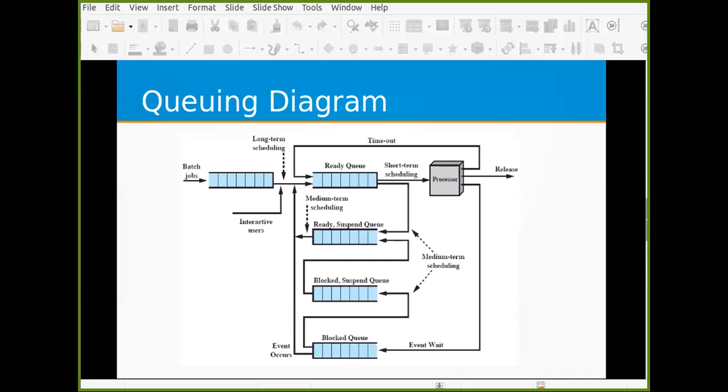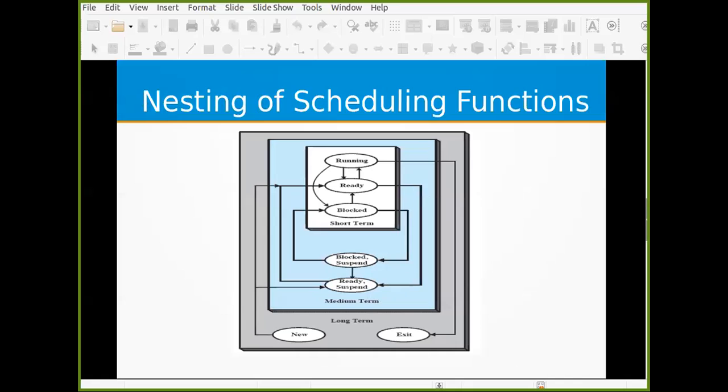Okay. Another thing, I mean the same thing in a different form now. This is nesting of scheduling functions. Now you can see that again it is the same thing here. These are the states: running, ready, and block state. Here you have block suspend and ready suspend. And this is our new state and exit state where long-term scheduler comes into the picture. For this two states transition, medium-term scheduler comes into the picture, and from ready to running, short-term scheduler comes into the picture. So this is the same thing again and again, but in a different way, right?